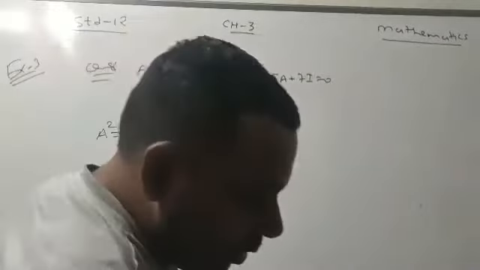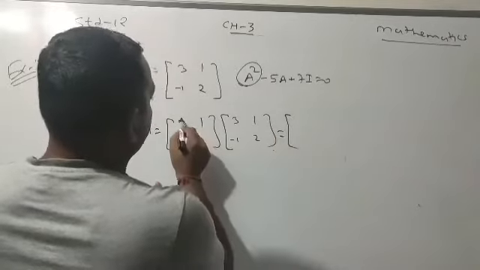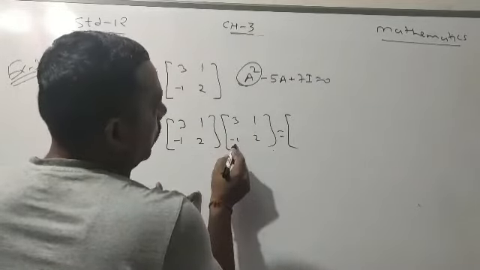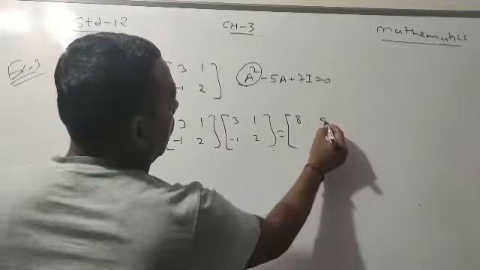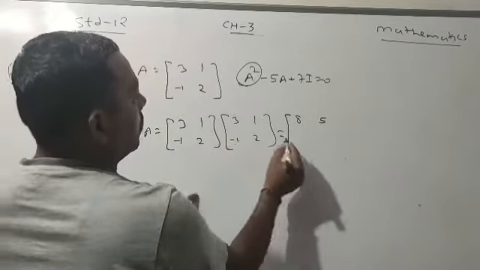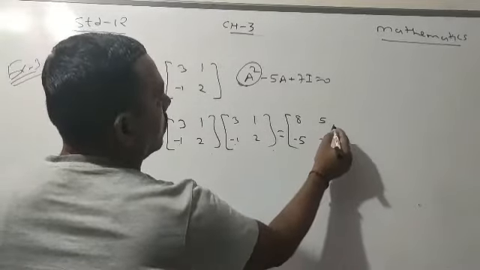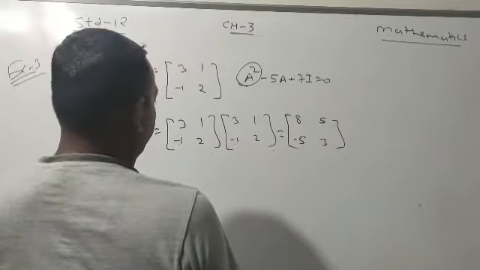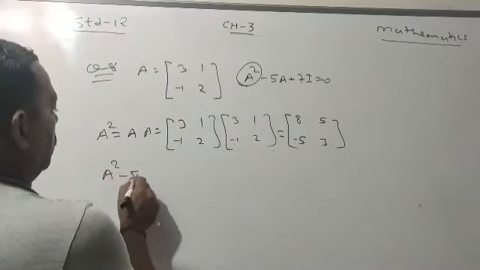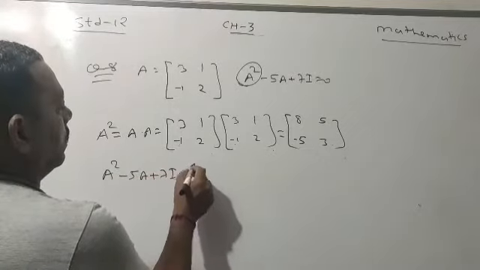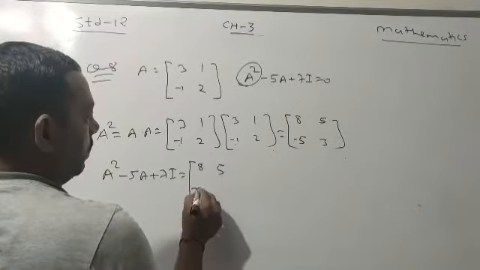Now for the product, the answer must be 2 by 2. So 3 3s are 9 plus minus 1, that is 8. 3 plus 2, that is 5. Minus 3 minus 2, that is minus 5. Minus 1 plus 4, that is 3. This is the answer of A square. Now I will directly write 5A and 7I. A square means, we know, 8, 5, minus 5, 3.